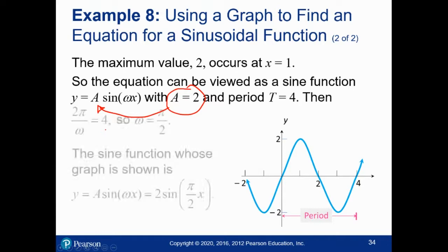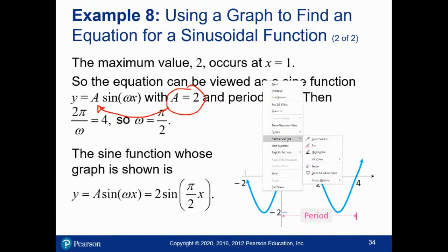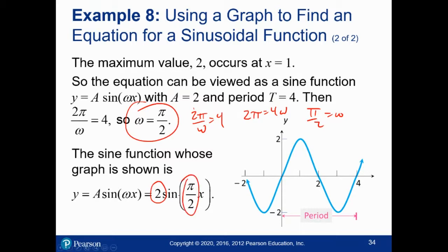We also know the period is 4, but the period is 2 pi over omega. So if I set 2 pi over omega equal to 4, I multiply by omega, I get 2 pi equals 4 omega. Divide by 4, pi over 2 equals omega. So we have found this needs to be 2 and this needs to be pi over 2, and there is your function that gives you that graph.